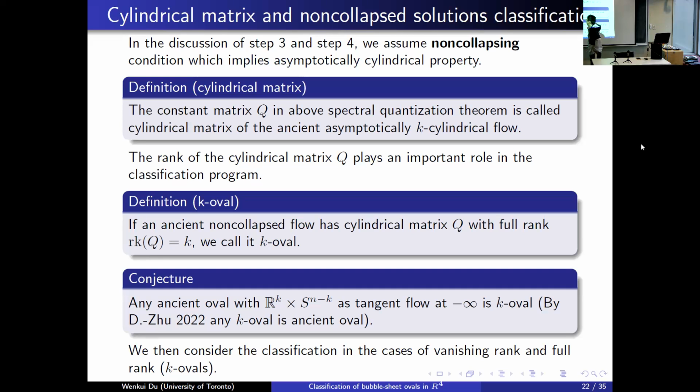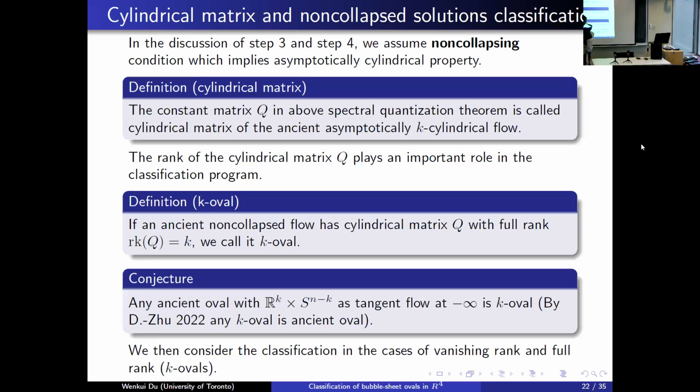Or degenerate rank. If the Ancient non-collapsed flow has cylindrical matrix Q with full rank, say full rank k, which agrees with the R^k factor of the cylinder, we call it a k-oval. Back to our natural question, we're asking if all the Ancient ovals belong to the examples we constructed.